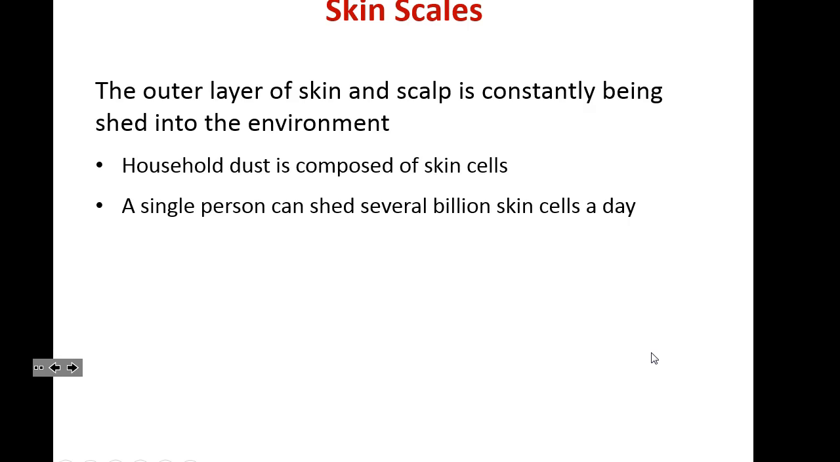Skin scales. Oh, you got scales on your skin? Yes. The outer layer of skin and scalp is constantly being shed into the environment. Household dust is composed of skin cells. A single person can shed several billion skin cells a day. This is off the beaten path.